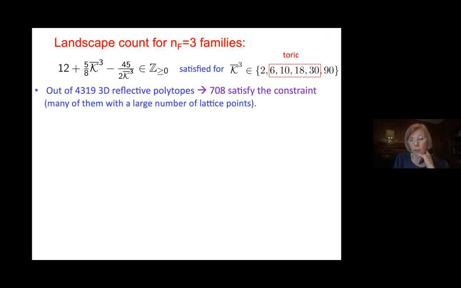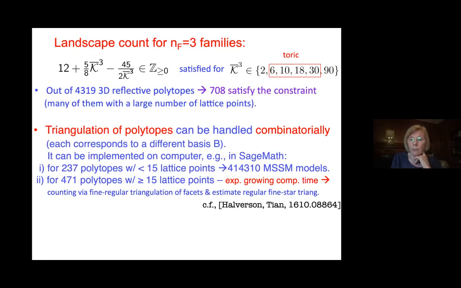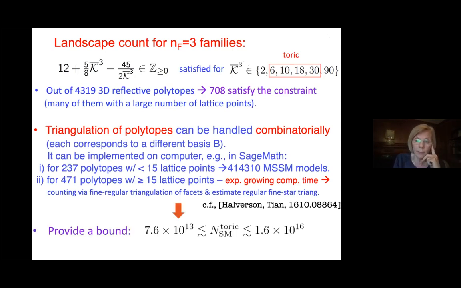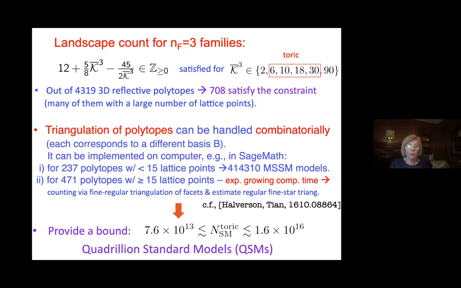And actually, some of it is combinatorial, some of it is estimation, which led us to the conclusion that we are dealing with quadrillion examples of models that have gauge coupling unification and standard model gauge symmetry with three families of quarks and leptons. So I'm going to refer to those as quadrillion standard models. So this is the first part of my talk, the old summary.